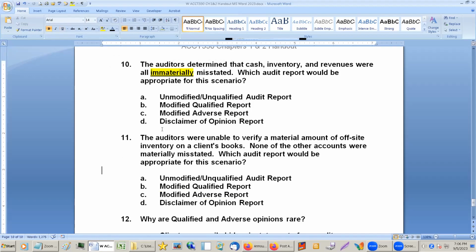The qualified report? Probably not. A qualified report is for material mistakes. Oh, unmodified. Yep. Very good. And it's common to have financial statements that are off by an immaterial amount.